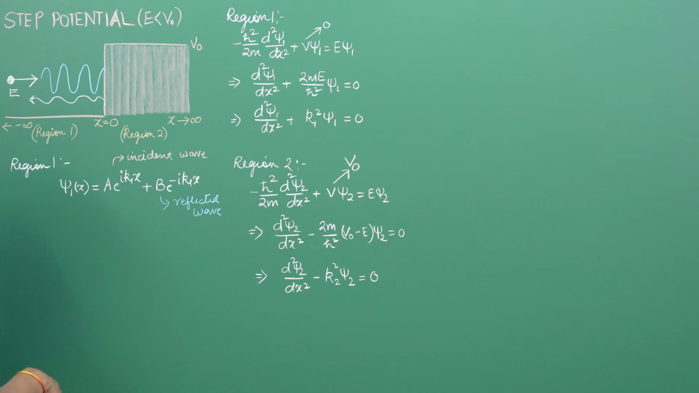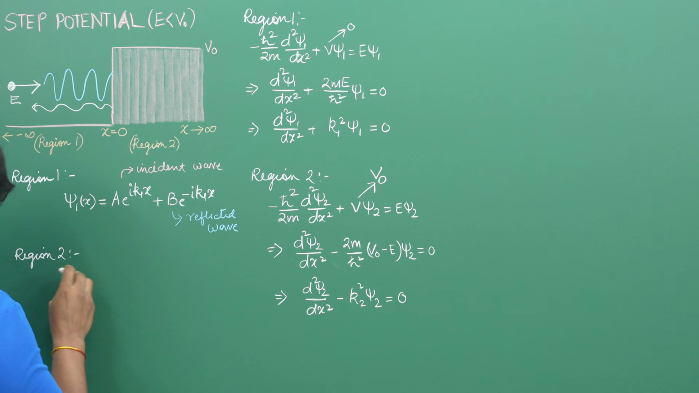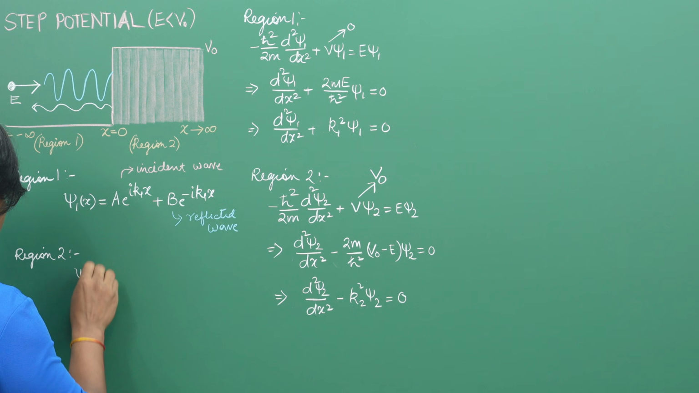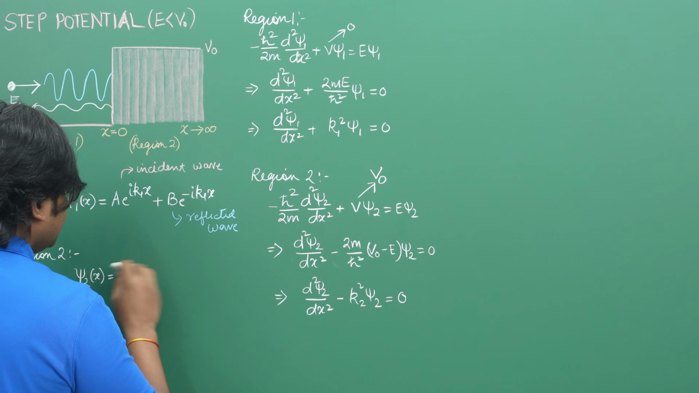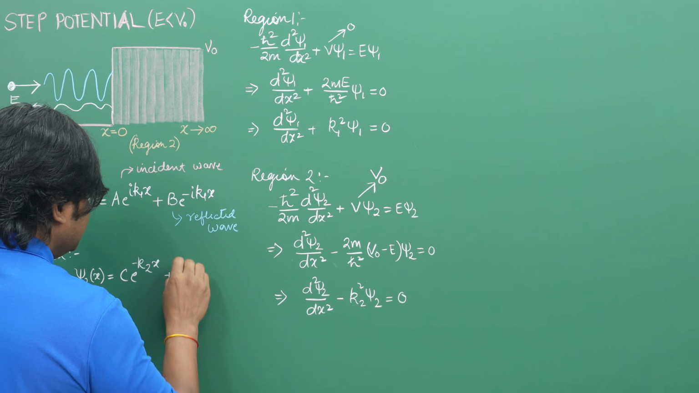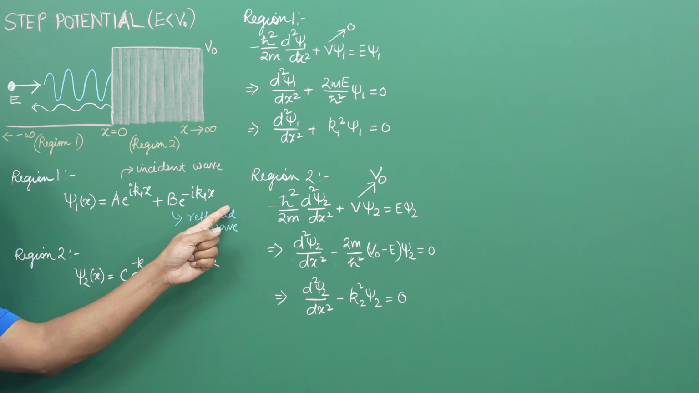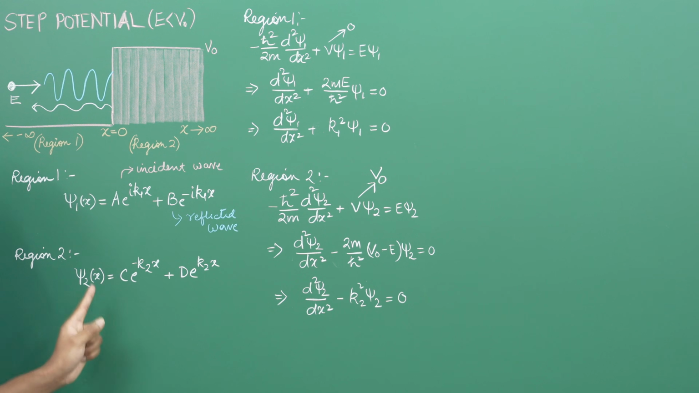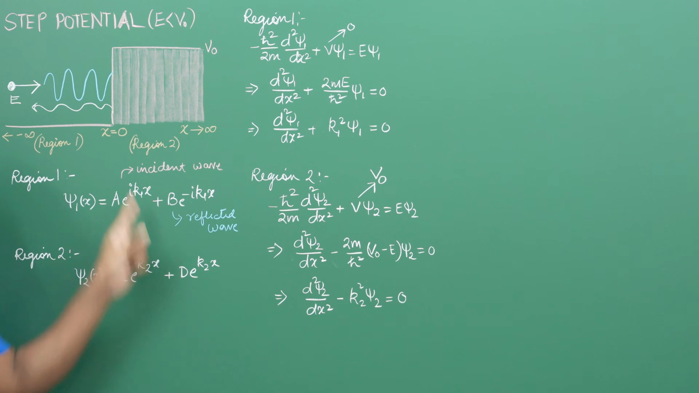Okay, so the solution for region number 2 can be written as psi 2(x) is equal to c e to the power minus k2x plus d e to the power plus k2x. There is no iota here. While this was an oscillatory solution in region 1, this is a combination of an exponential decay and an exponential increase in region number 2. That is a solution of the Schrodinger equation in region number 2.